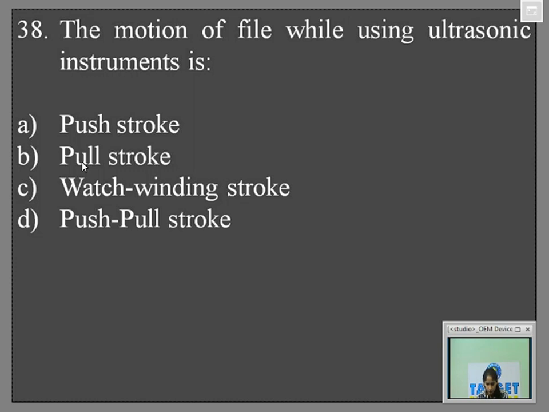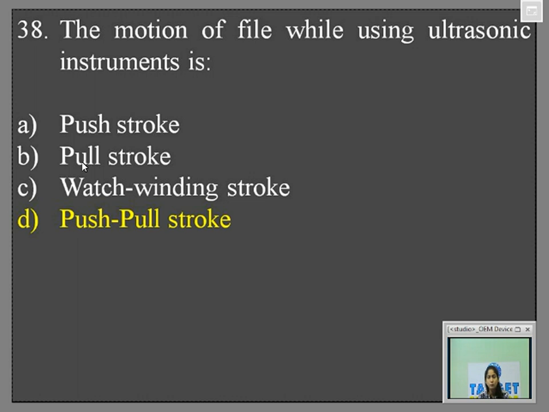Go on to the 38th question. Motion of the file that is used with ultrasonic instruments. More than this question given in your MCQ, the very commonly asked question is the motion used with piezoelectric ultrasonics or magnetostrictive ultrasonics. You have to write down here that ultrasonic instruments can be of two types, piezoelectric or magnetostrictive.